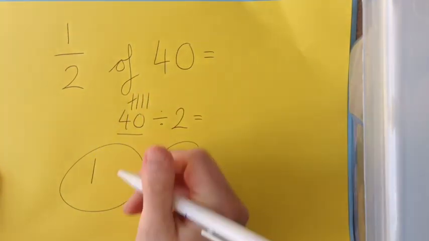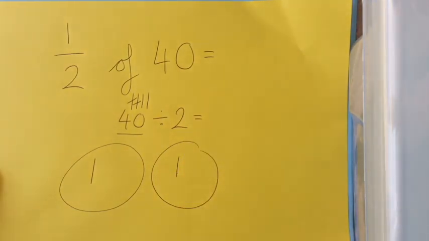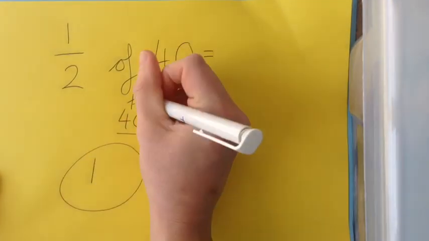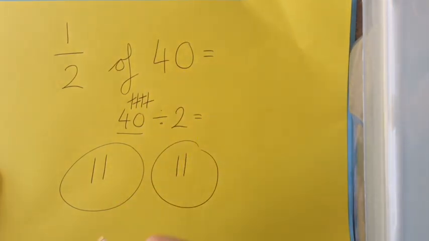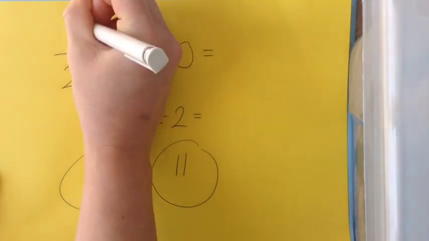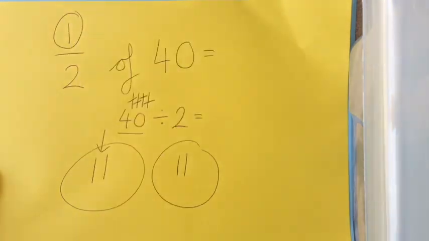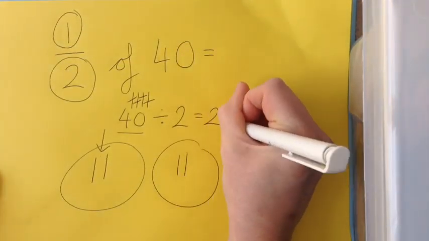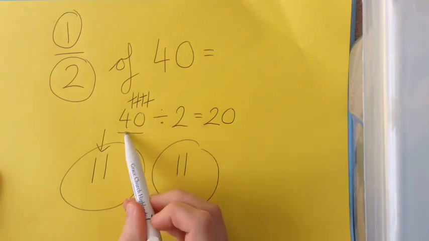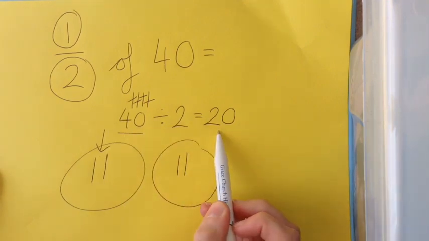So I could put 1 10 here and 1 10 here. So at the moment there is 10 in each. 1 10 here and 1 10 here. So one part, so I can look at my numerator here, one part out of my 2 is 20. Half of 40 is 20.